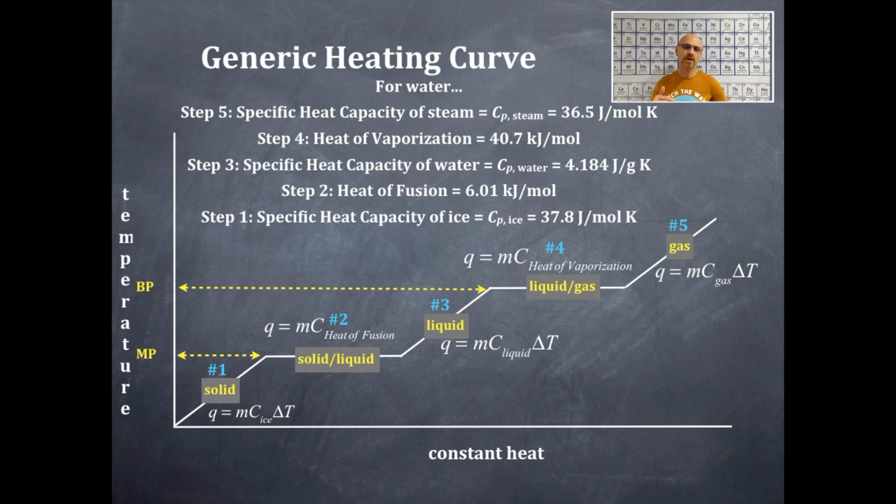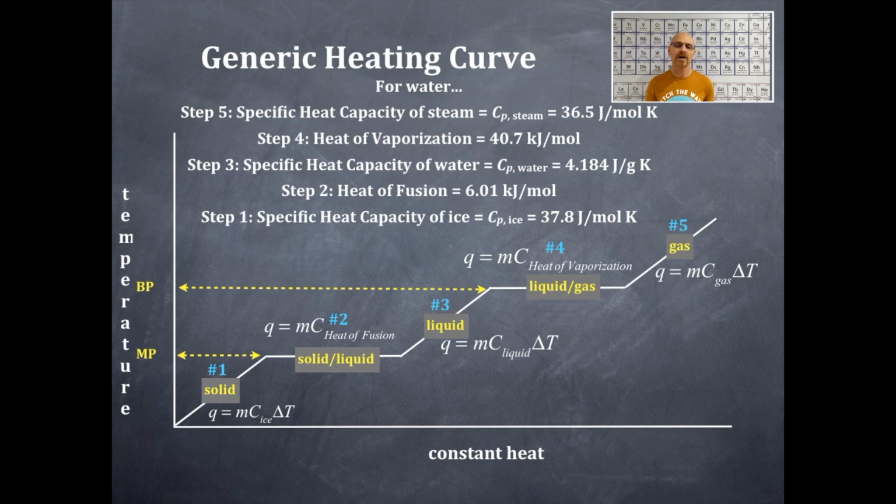Step number 3 also is a sloped section of this graph, and it does have a temperature change, and that's why there are units of temperature in it. And this is the specific heat capacity for liquid water, and that's 4.184 joules per gram Kelvin. Step number 4 has the heat of vaporization at 40.7 kilojoules per mole. Again, this step number 4 is a flat section of this graph. It's a horizontal section. There is no temperature change, and therefore there are no temperature units in it.